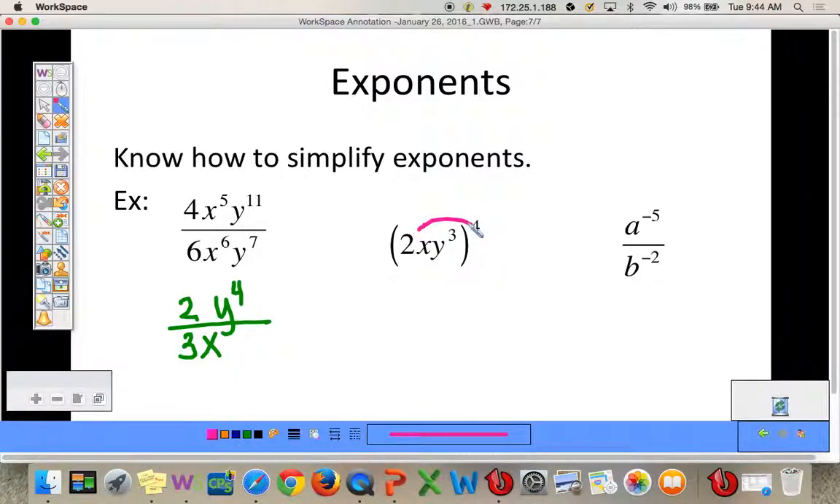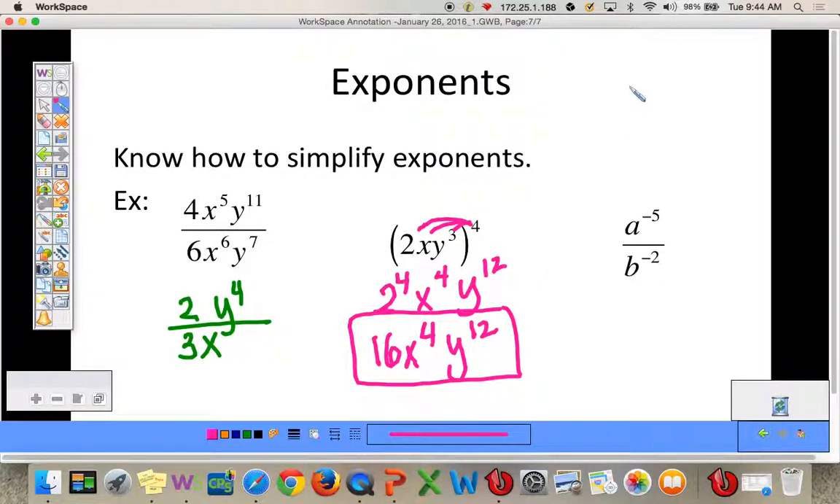If you have a power to a power, distribute, or you could write it out. This is 2 to the 4th, x to the 4th, y to the 12th. So if it's a power to a power, you multiply. And then if you simplify, we get 16 x to the 4th, y to the 12th. And then if you have negative exponents, you can flip them to make them positive. This is b squared over a to the 5th.